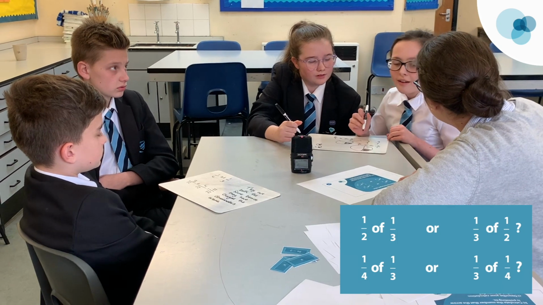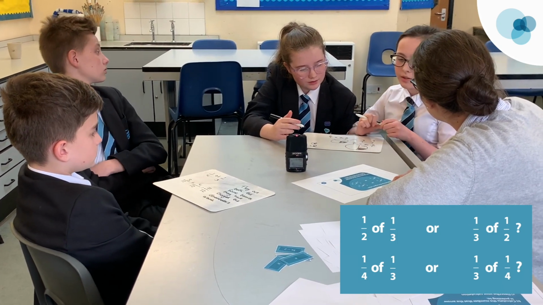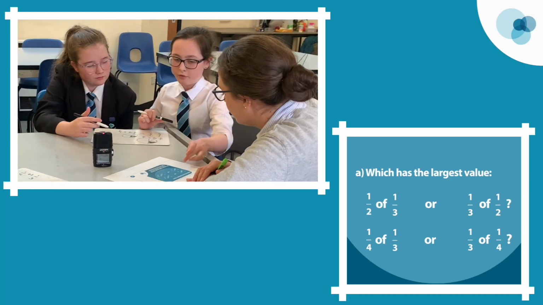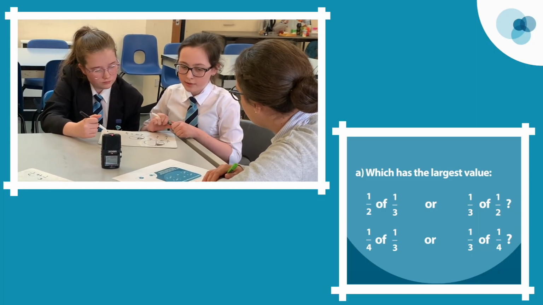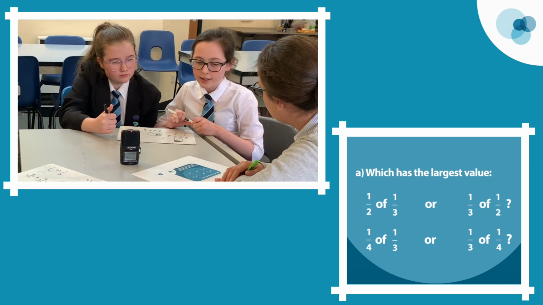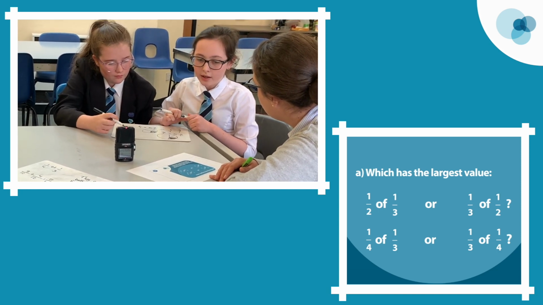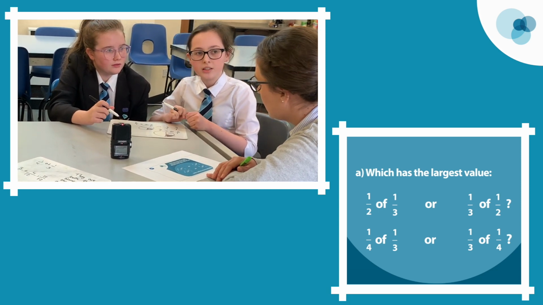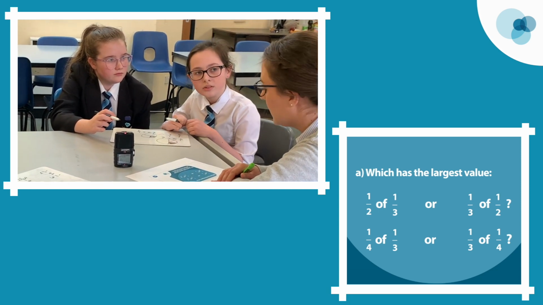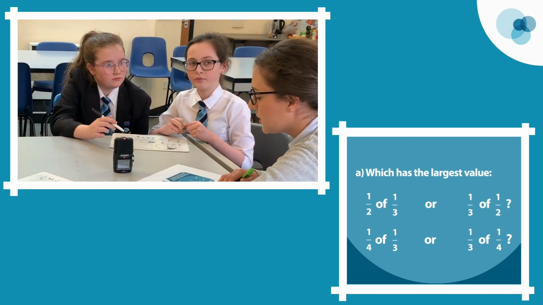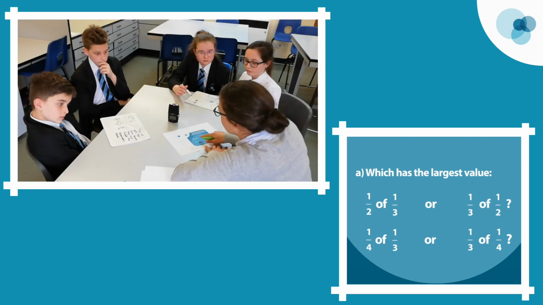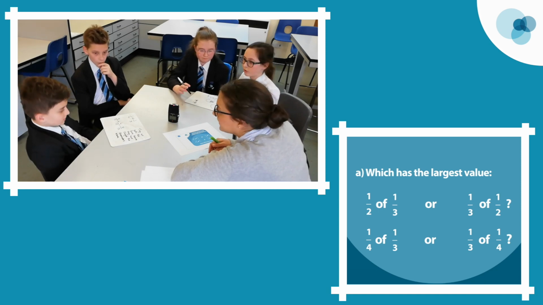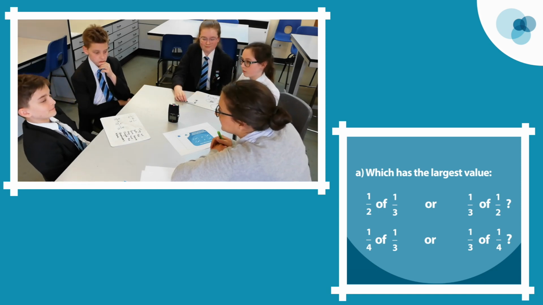Jasmine, say that again. I think they're equivalent because if you've done the multiplication for the first one, 1 times 1 is 1, and then 2 times 3 is 6, and then for the second one, 1 times 1 is 1, and 3 times 2 is 6. So I think they're equivalent. Okay, thank you. Does what Jasmine's done support your understanding for your ones? Do you agree with Jasmine? Do you want to disagree? I agree. I want to agree with Jasmine.